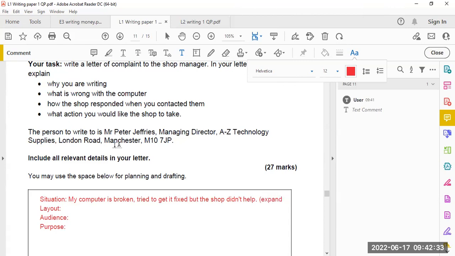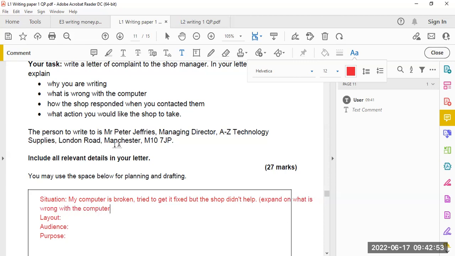Once you've expanded this out to SLAP and you've figured out the situation, layout, audience, and purpose, the situation tells you things you need to include. The layout tells you things you need to include. The audience tells you things you need to include, and the purpose tells you things you need to include. So I need to expand on what is wrong.